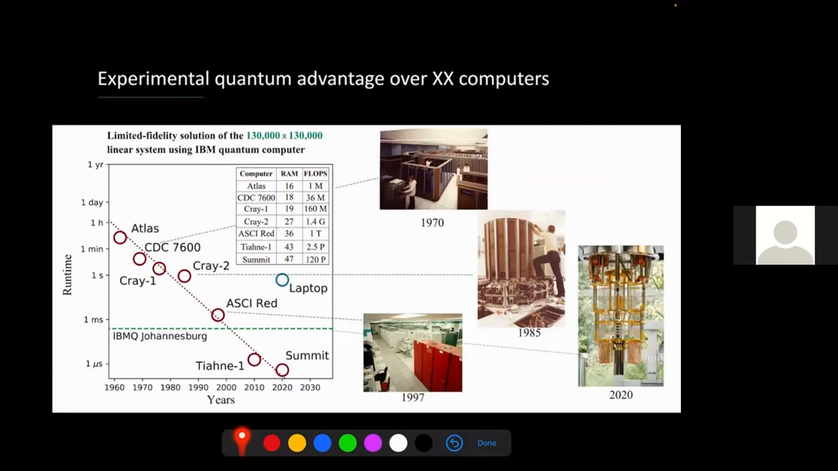And also we compare the runtime of the IBM Q Johannesburg processor with some of the most important supercomputers from the past, like Atlas, Cray, SCRET, and so on. And we have shown that, basically, by using a quantum device for this particular problem, you already outperform some very powerful supercomputers, like this one. However, of course, if you try to compete with today's supercomputers, you will lose because they're very powerful.